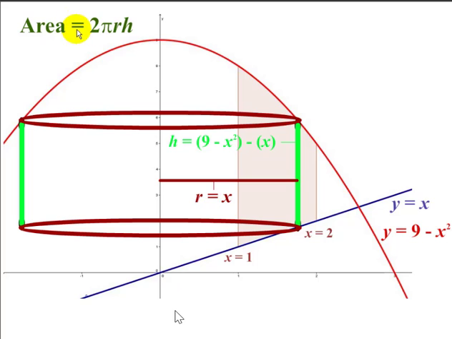So now that I have our height and our radius, I just plug in, and I get my area is 2 pi times x, that's our radius, times our height, which is 9 minus x squared minus x. The next step is to realize that the volume is the integral of the area. And we're going to go from 1 to 2.